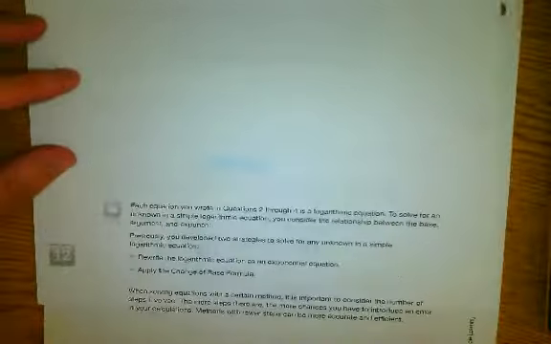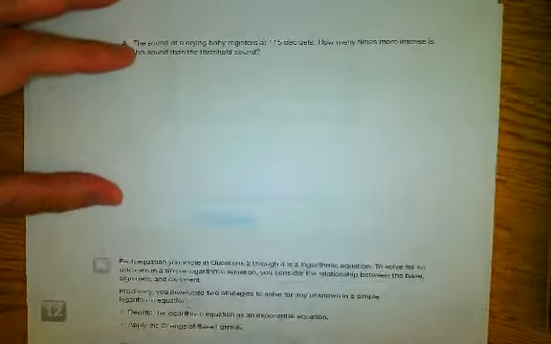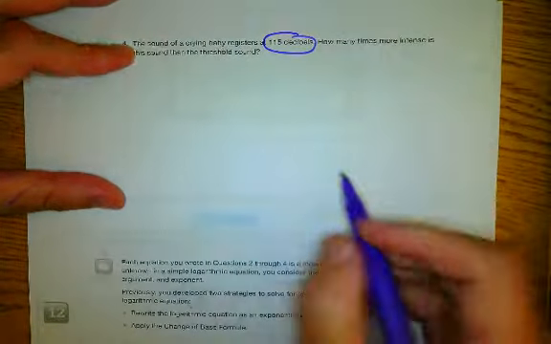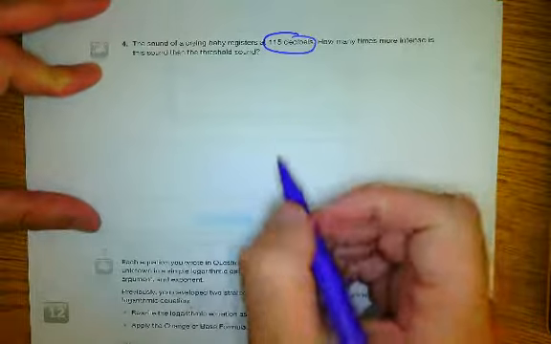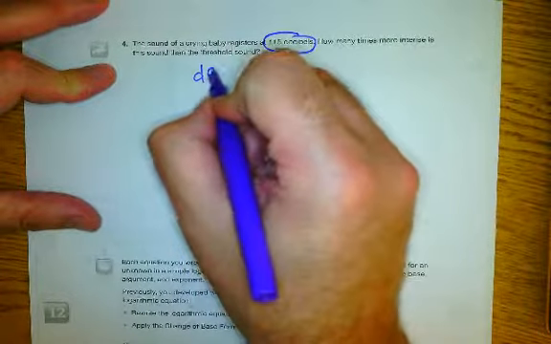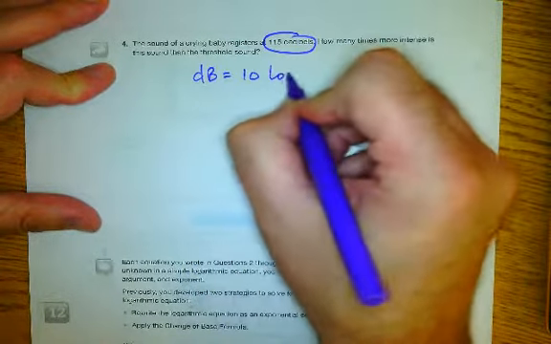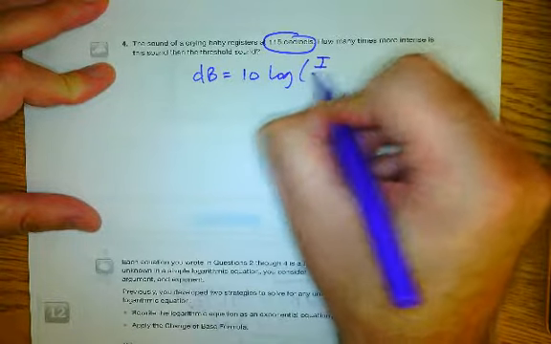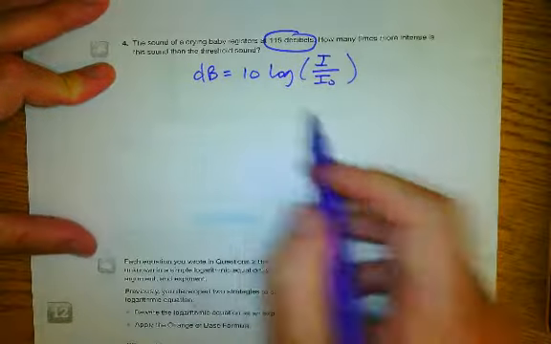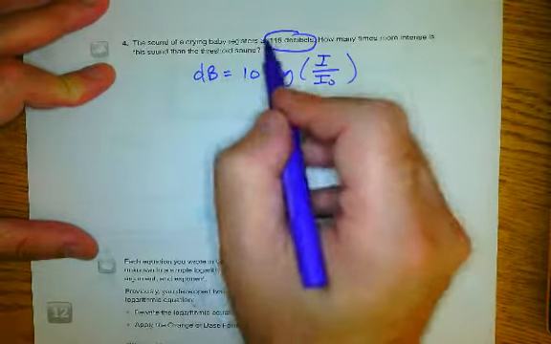On the back, they did it the opposite way. The sound of a crying baby is 115 decibels. How many more times intense is this than the threshold? So now we're working backwards. Remember, this is our equation. So now we're going to plug this one in for our decibels.